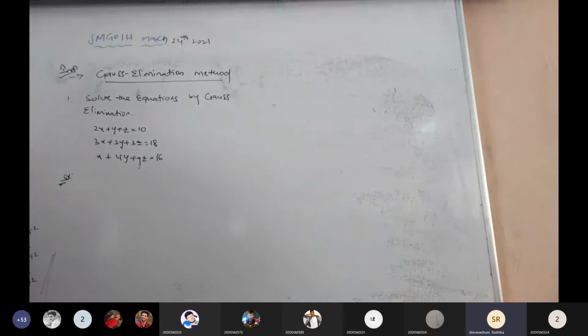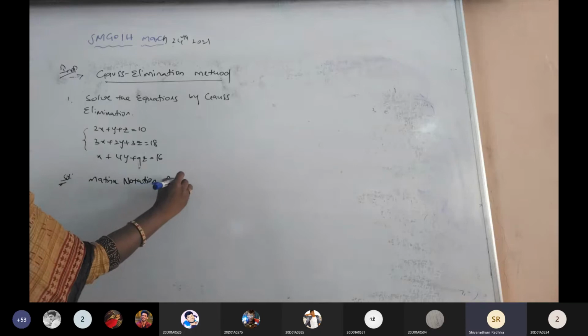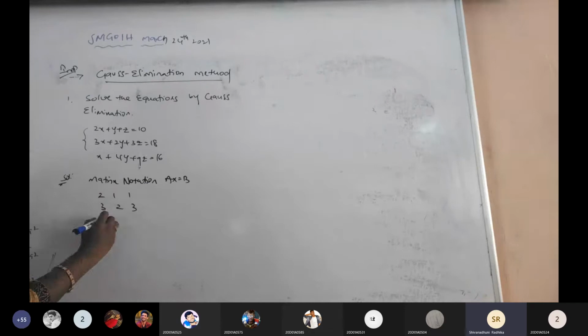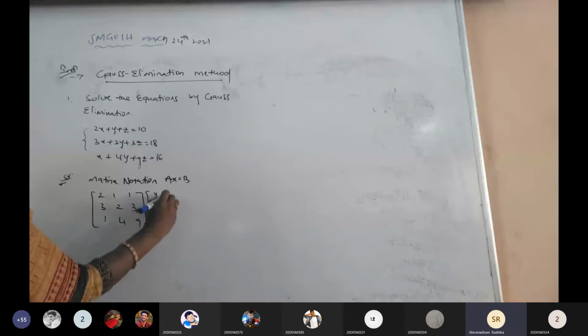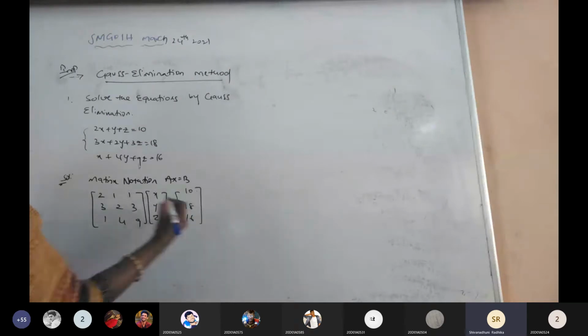So first of all, the matrix notation of the given linear system. What is the matrix notation here? AX equals B, right? Now [2, 1, 1; 3, 2, 3; 1, 4, 9] into the variable matrix [x, y, z]. So that is equals [10, 18, 16]. Right.